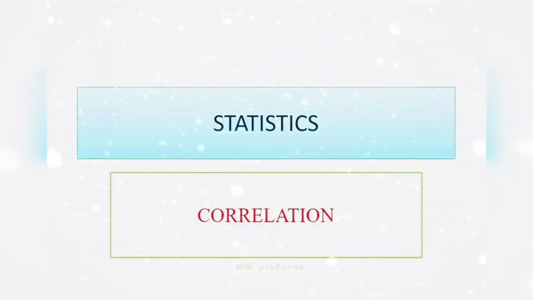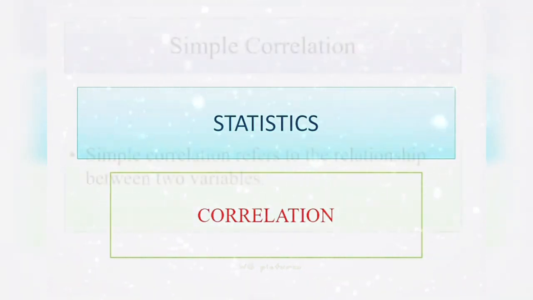Hello everyone. Now we can discuss correlation in statistics. In the previous class we discussed measures of central tendency and measures of dispersion. Now we discuss correlation. In this class: what is simple correlation, types of correlation, scatter diagram, linear and non-linear correlation, and what are the formulas for finding the r value, which is called the correlation value. Now we can discuss one by one.